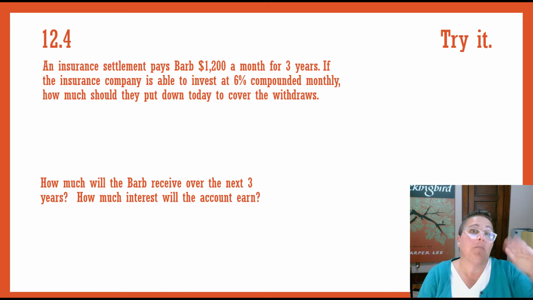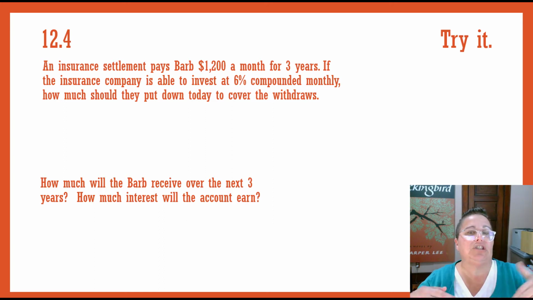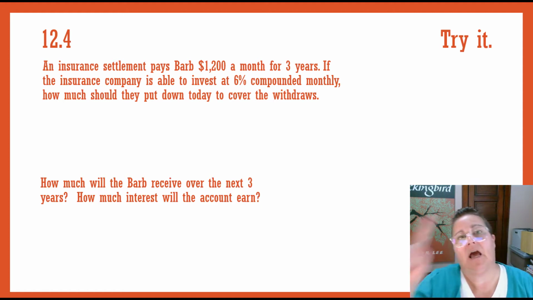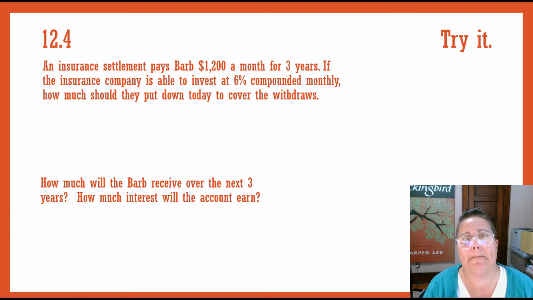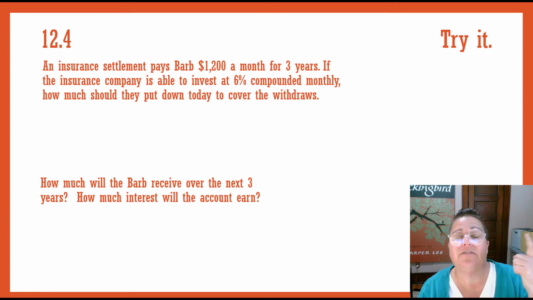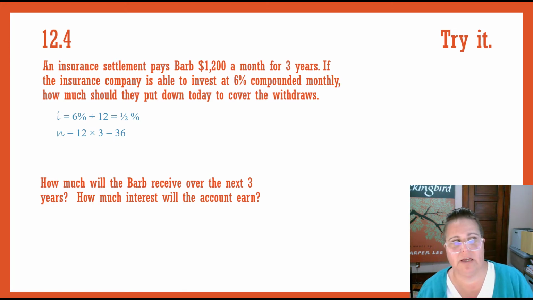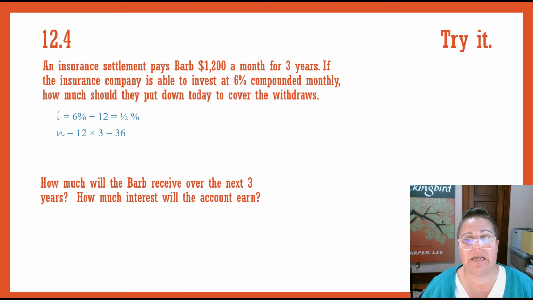We're going to use the present value of the annuity to determine how much they have to put away today so that they can cover all of Barb's payments. All right? We need to do this using the table. So we're going to do I and N. Our interest is going to be the 6% compounded monthly, or 12 times. That's 0.5%. Total number of compounds would be 3 years and 12 times a year, so that's going to be 36.